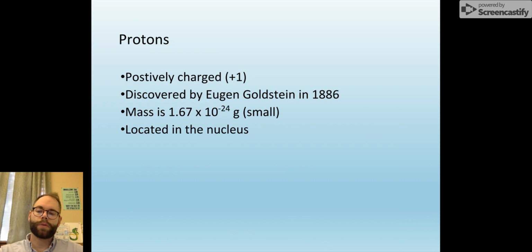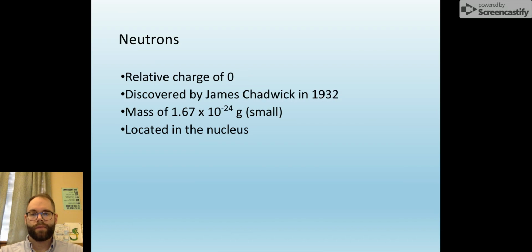So let's take a moment real quick and talk about the subatomic particles one more time. Eugene Goldstein found the proton, the individual proton, because we knew it was positive, but he found the actual proton in 1886. Now I listed here small, once again, thinking about how relative it is. Chadwick discovered the neutron in 1932. Again, notice the mass between the neutron and the proton are virtually the same.